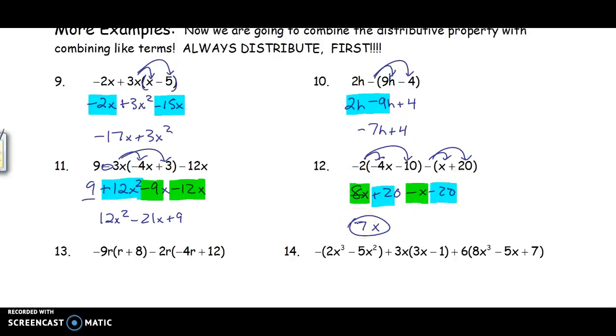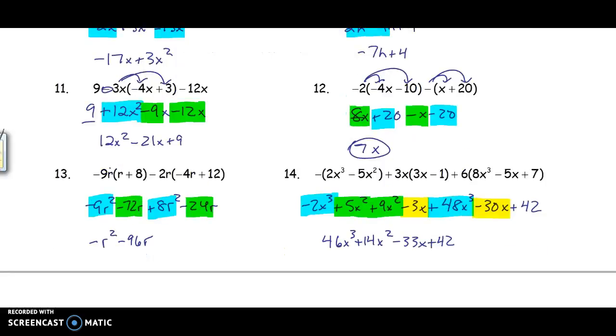Why don't you go ahead and try the last couple on your own. Go ahead, check your answers in the last 2. That's the distributive property and combining like terms for you.